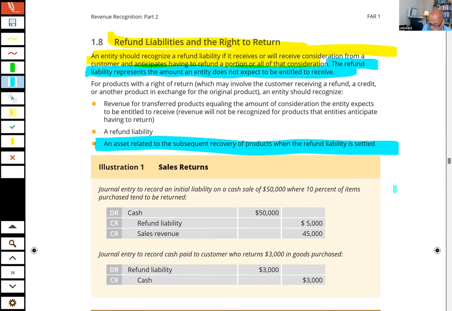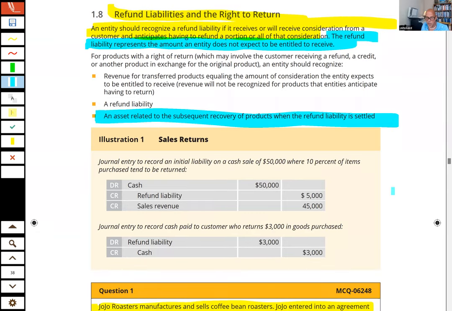In other words, if the time expires and you think that you're not going to have to provide that return, then that would be an asset. Now, that is not shown here. What they are showing us, and they kind of shortcut it a little bit here, guys, I'm going to do what I think would be more the full journal entry.